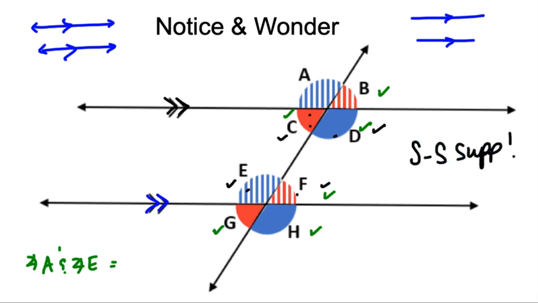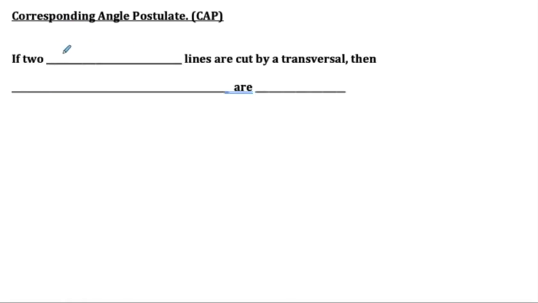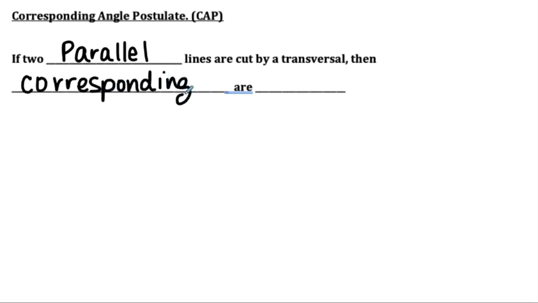Okay. All right. So let's recap and let's get all this into our notes. The corresponding angle postulate basically says that if two parallel lines are cut by a transversal, then corresponding angles are congruent. All right, off to the right, I want you to draw a picture.